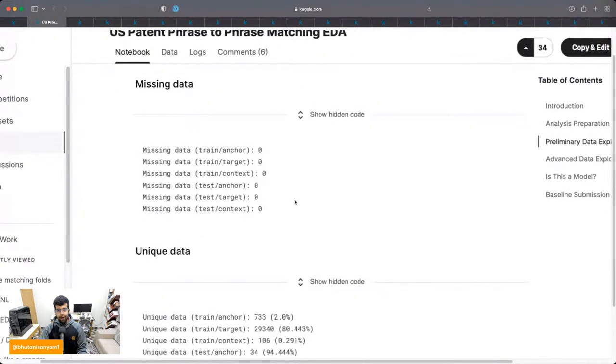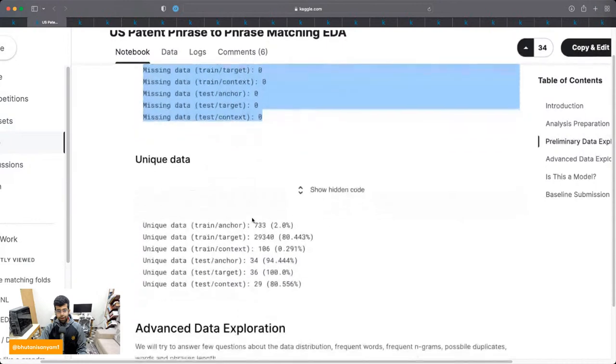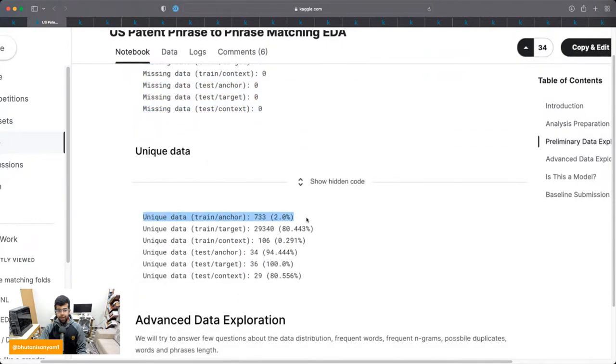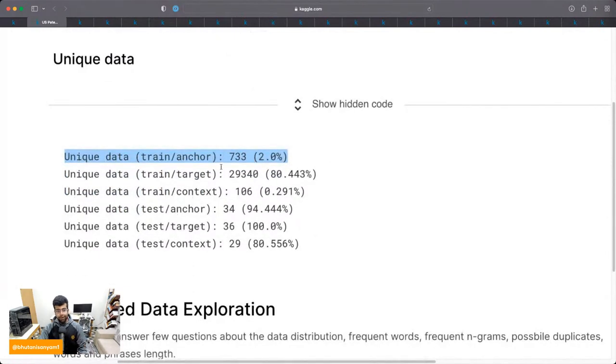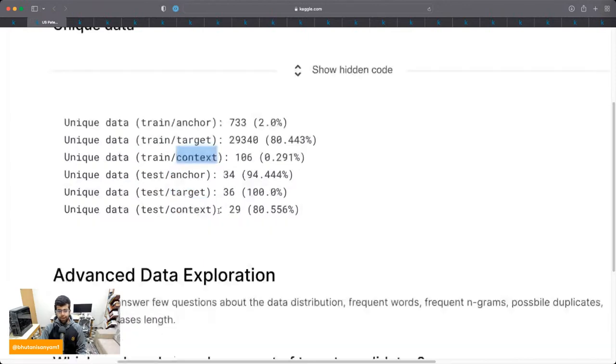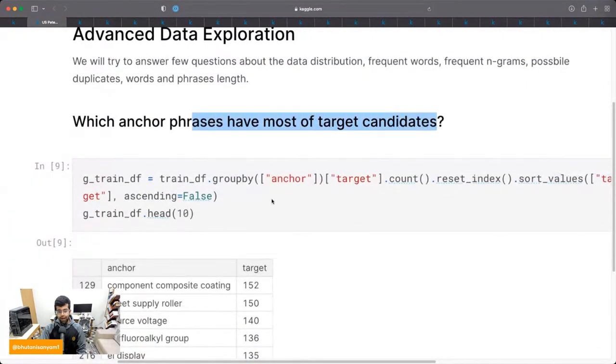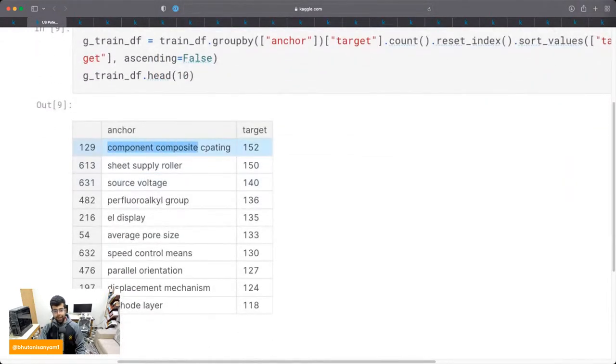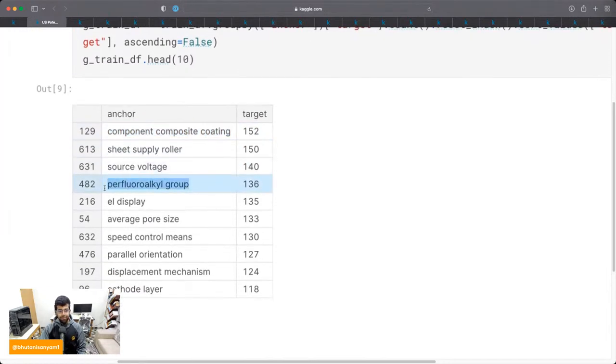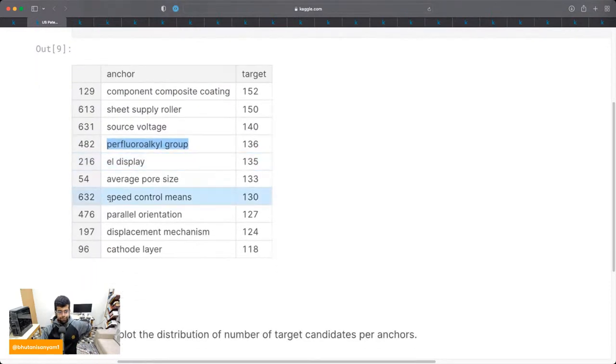Coming back to the EDA, Gabriel shows that there's no missing data at all. He shows the unique data inside the training set. The anchors are 2% unique, target is 80% unique. Same for other values. Then he prints out which anchor phrases have the most target candidates. The anchors are something like component, composite coating. I would imagine this is either from chemistry or physics, right? Like it could be a part of a battery, which would be physics or electricity, maybe. This definitely sounds like something from chemistry, I would imagine.